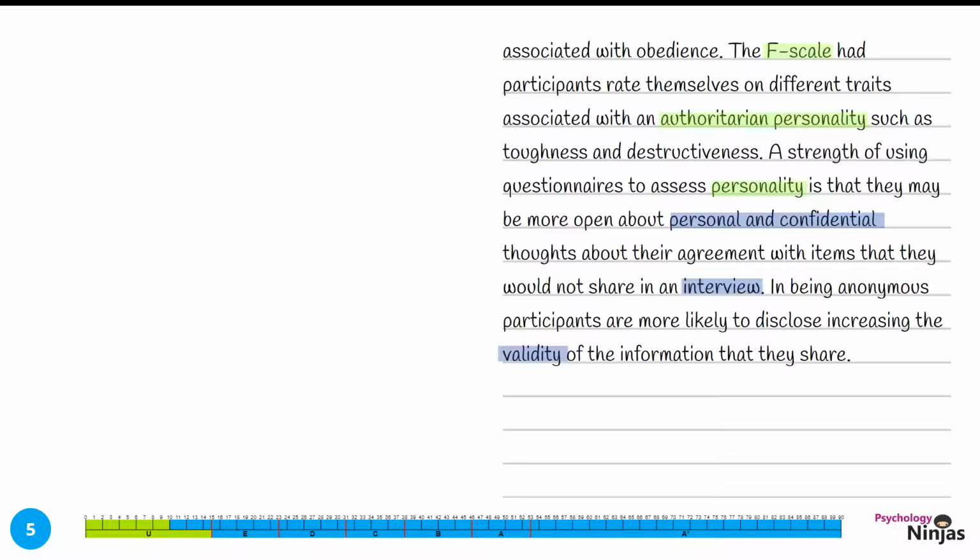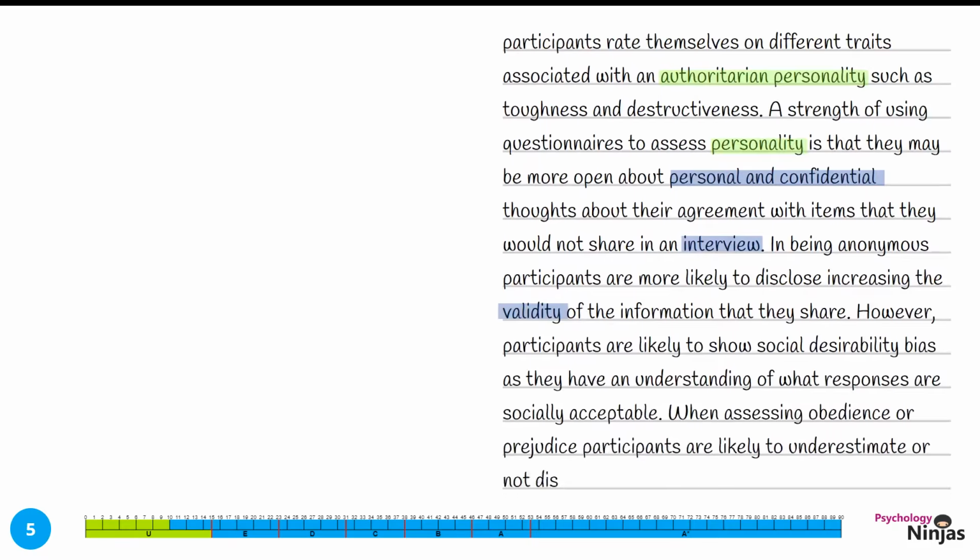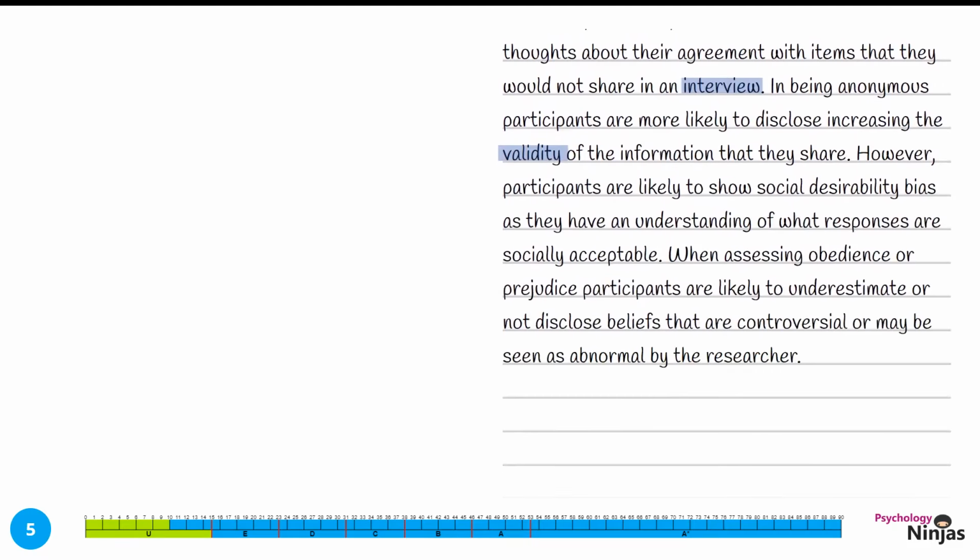We're then going to develop a counter-argument in terms of explaining a problem with questionnaires. However, participants are likely to show social desirability bias as they have an understanding of what responses are socially acceptable. When assessing obedience or prejudice, participants are likely to underestimate or not disclose beliefs that are controversial or may be seen as abnormal by the researcher.